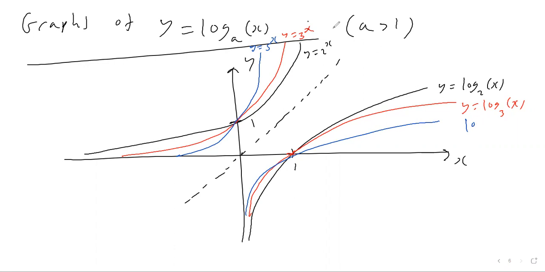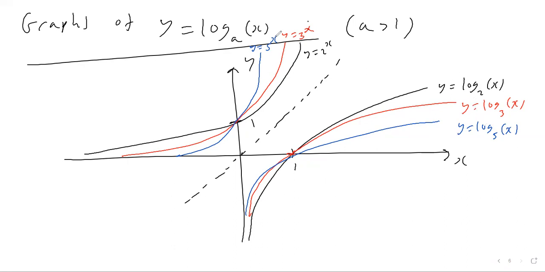So a graph of y equals log base 5, for example, would look like this. The idea of these log graphs is that if you keep on increasing your base, you get a more shallow gradient, a less steep gradient. So your graph is more shallow compared with logs with a smaller base.